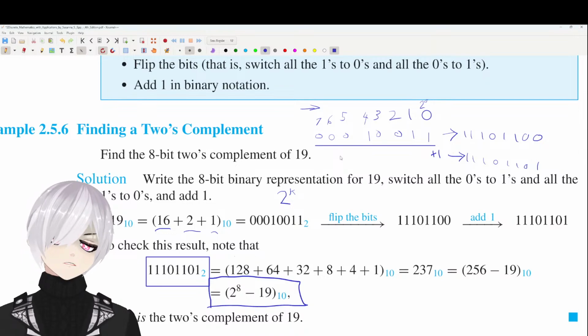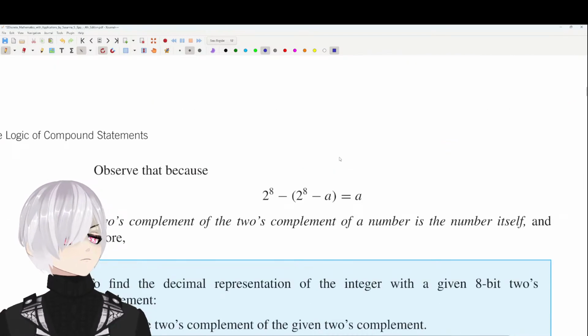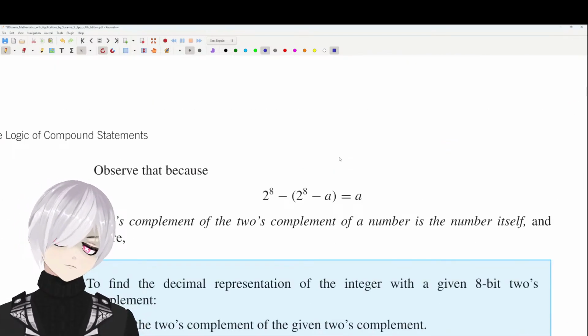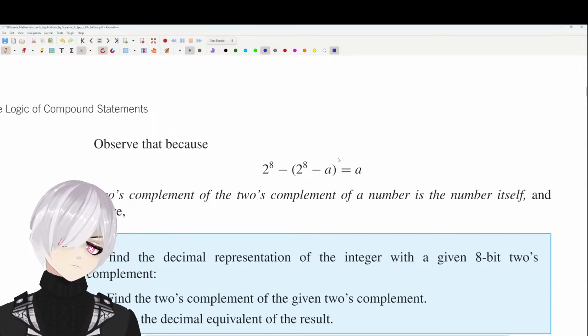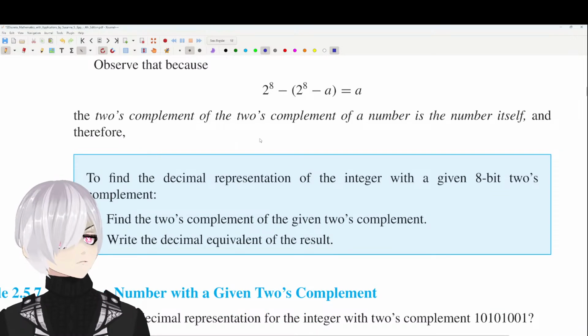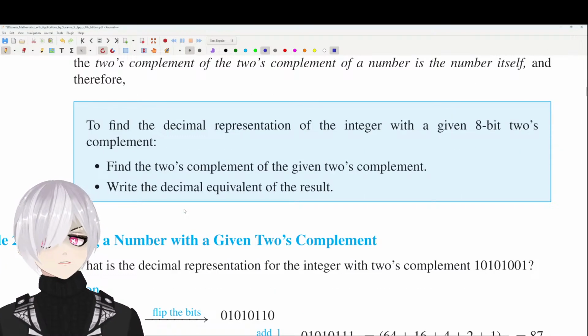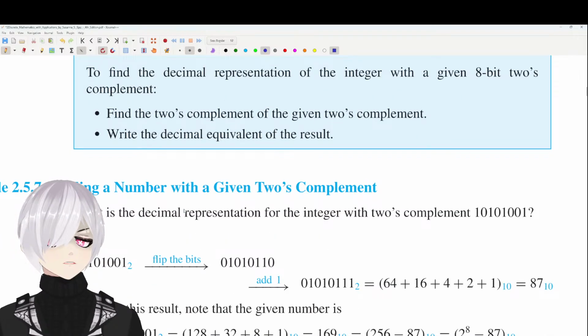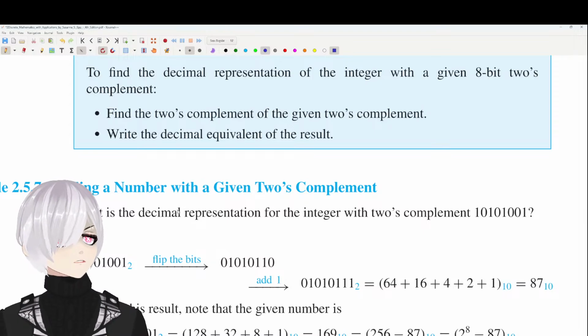Yeah, and now they're going to talk about going in the reverse direction. Like, if you're given the 2's complement, find the number in decimal notation. Yeah, I guess I can read that part.